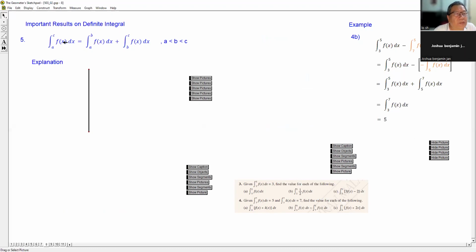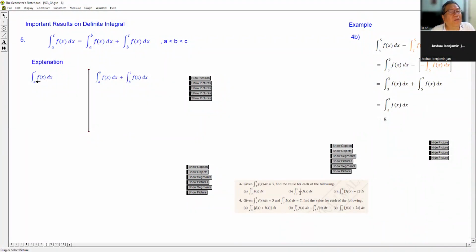Now it is something like this. If you want to find the definite integral of a function fx from a to c, right? It is the same as finding the definite integral from a to b, b to c, where a is less than b, less than c. What is this? It means like this. Explanation.